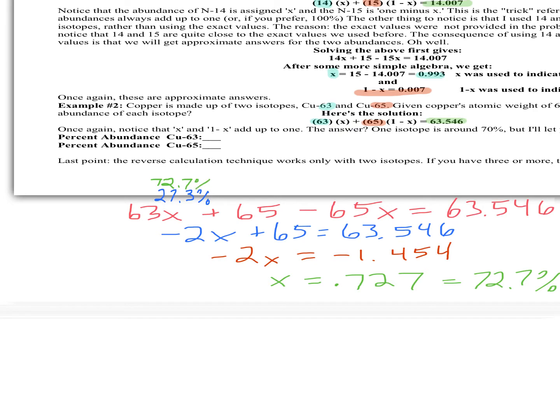Now for a last note, this only works if there's only 2%. If there's more than 2%, it doesn't work, because then we'd have way too many variables going on. But if it asks for you to solve for percent abundance and there's only 2 isotopes, that's what you do.